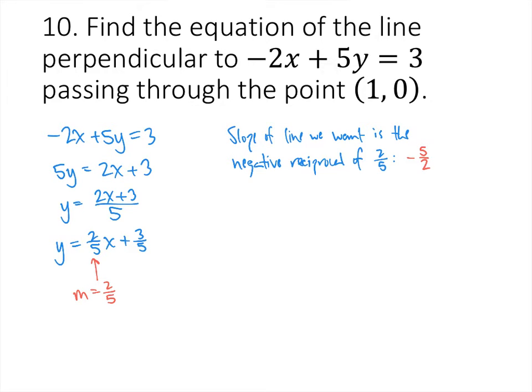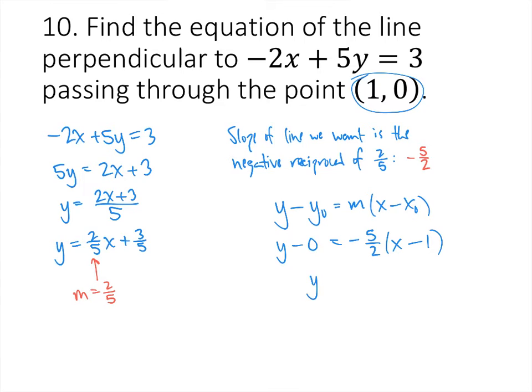And now that we know the slope of the line, and we have a point that the line should go through, we can use our point-slope form. y minus y0 equals m times (x minus x0). Our line has slope negative 5/2, the x0 is 1, and the y0 is 0. So distributing, we get y equals negative 5 over 2 x plus 5 over 2.